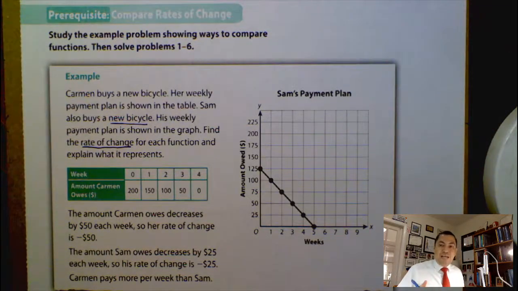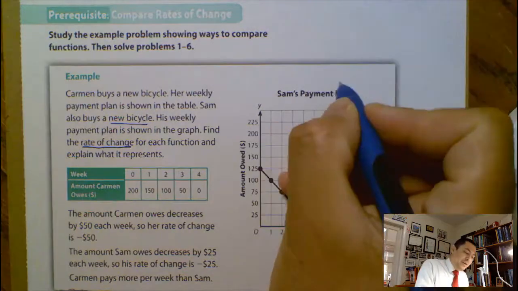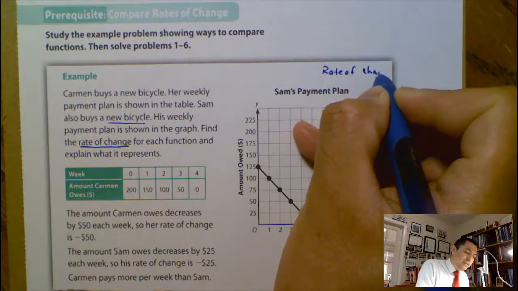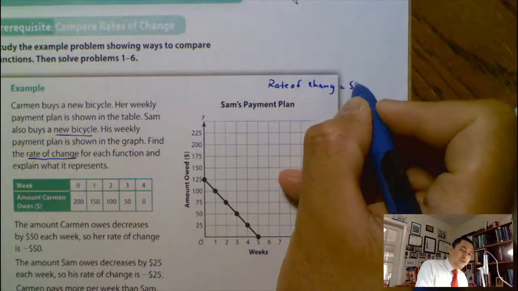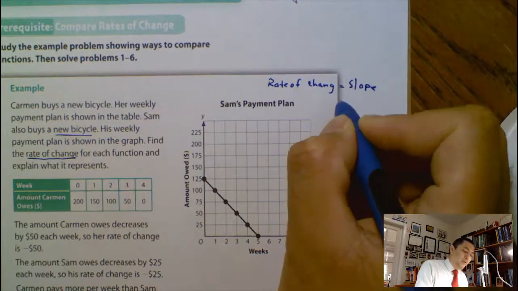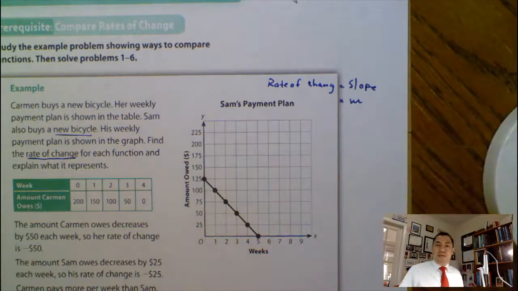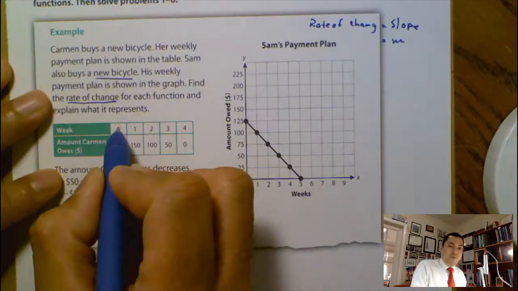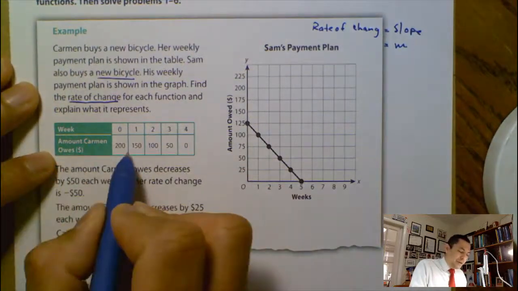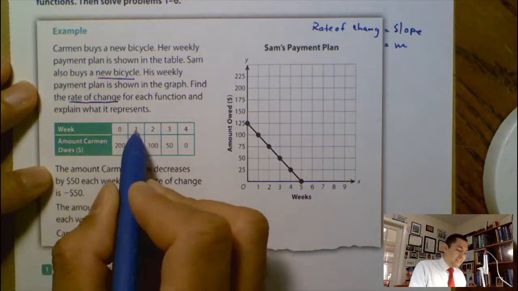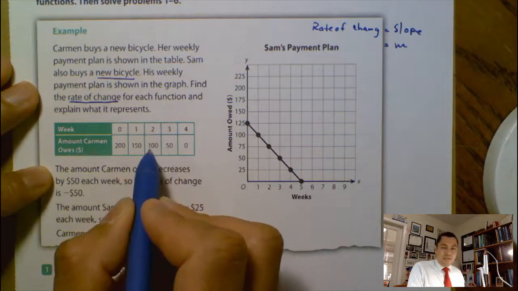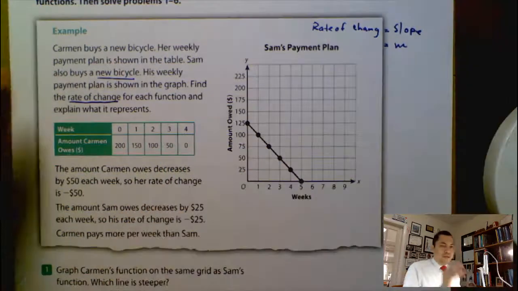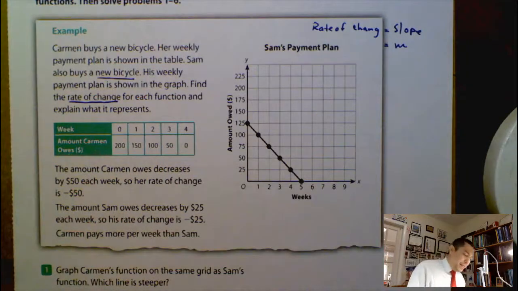Remember that rate of change is the slope. Rate of change is the same as slope, or the M in the formula that we've been using. So I have the table, week 0, amount Carmen owes is 200. Then in the first week, 150. The second week is 100. Third week is 50. Fourth week, she is completely off that payment.